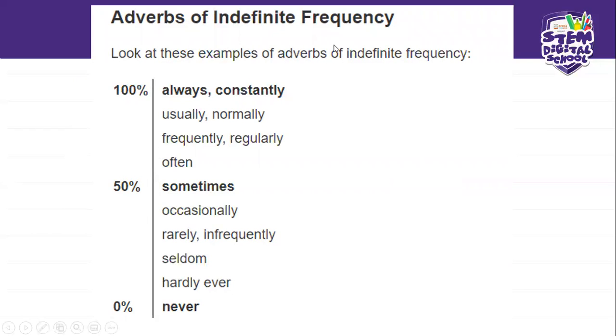If you look at these examples of adverbs of indefinite frequency, let us start from 0 to 100, from the bottom. If you start from the bottom, we know that the adverb never means 0% chance. So never means that whatever it is, it will never happen. It means that there will never be a time when it happens. If I say, for example, I will never give you money, then it stays like that.